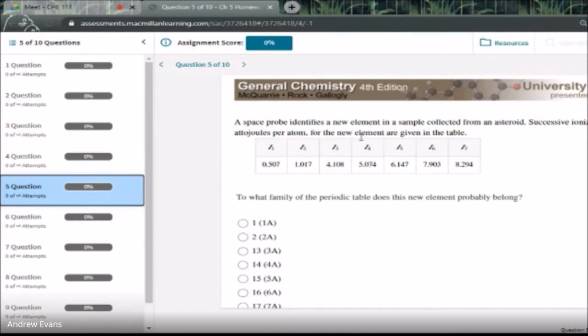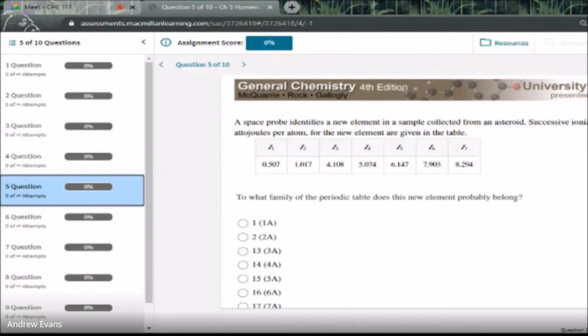So for the new element given on the table, from the ionization energies, to what family of the periodic table does this new element belong? The options are 1A, 2A, 3A, 4A, 5A, 6A, 7A, or 1, 2, 13, 14, 15, 16, 17. There might be 8A down there as well. My thing's lagging real quick, but hopefully you can still hear me, and it's not a problem while this is loading.